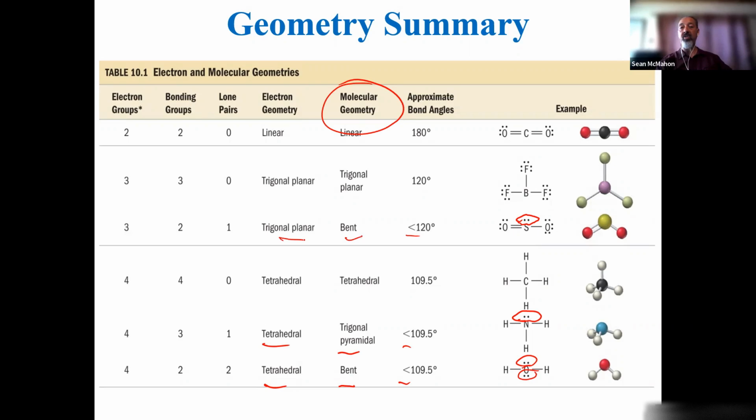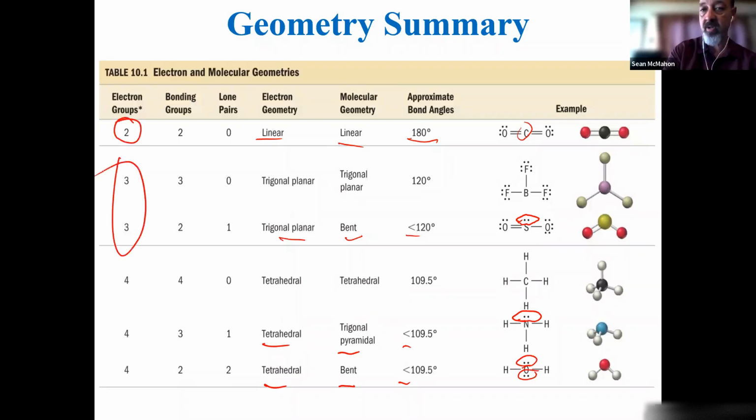When do the electron geometry and the molecular geometry have the same name? When there's no lone pairs on the central atom. So CO2, carbon has no lone pairs, so electron geometry and molecular geometry are the same. There's no distortion, it's 180. So that's 2 groups. What if there's 3 groups? Well, if all 3 are bonds to atoms and there's no lone pairs, then the electron geometry and molecular geometry are the same. There's no distortion, it's 120.